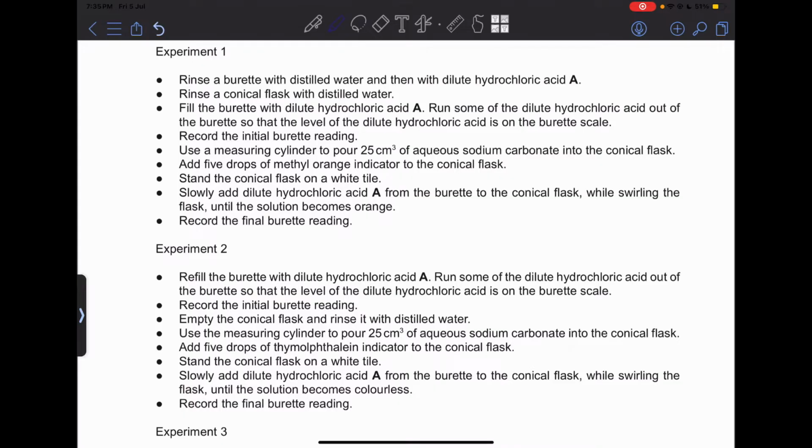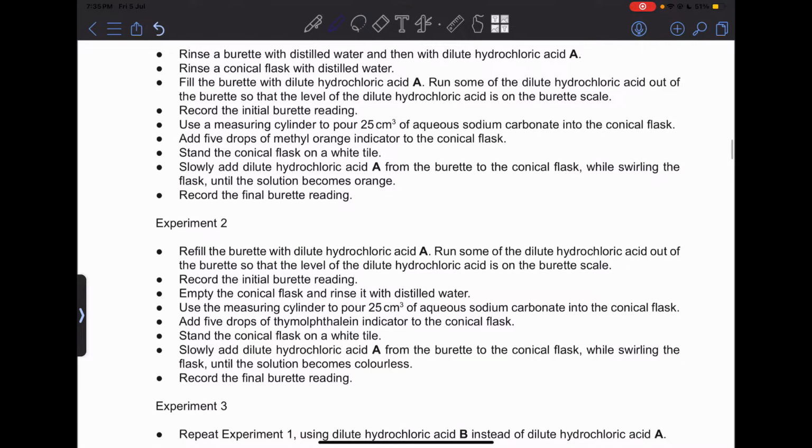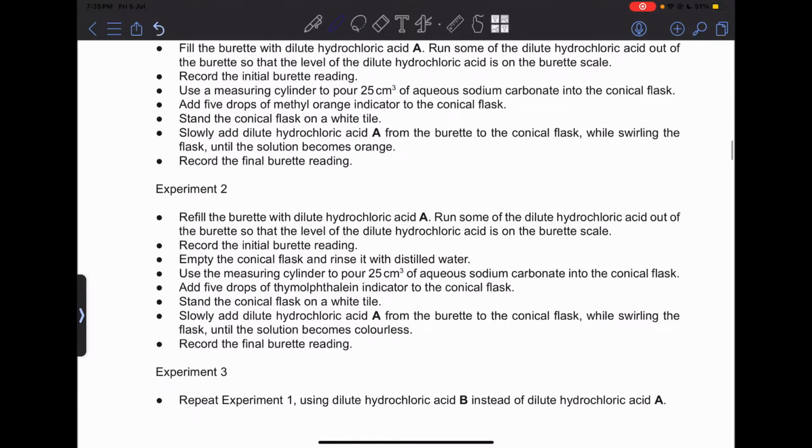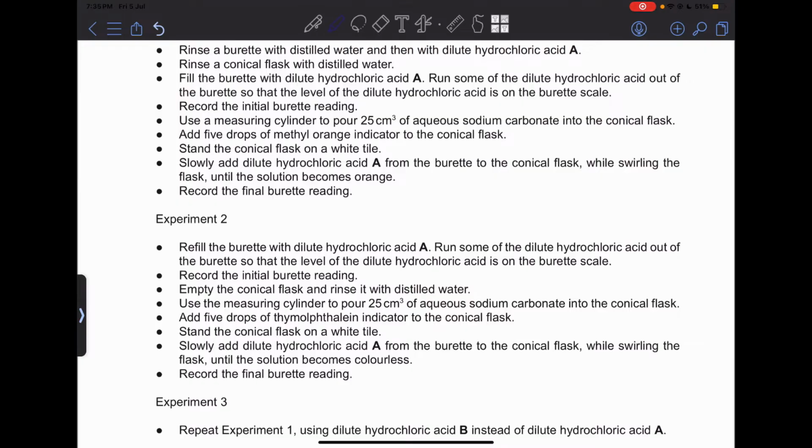Run some of the dilute hydrochloric acid out of the burette so that the level of dilute hydrochloric acid is on the burette scale. Record the initial burette reading and use a measuring cylinder to pour 25 cm³ of aqueous sodium carbonate into the conical flask. Add 5 drops of methyl orange indicator to the conical flask. Stand the conical flask on a white tile and slowly add dilute hydrochloric acid A from the burette to the conical flask while swirling the flask until the solution becomes orange.